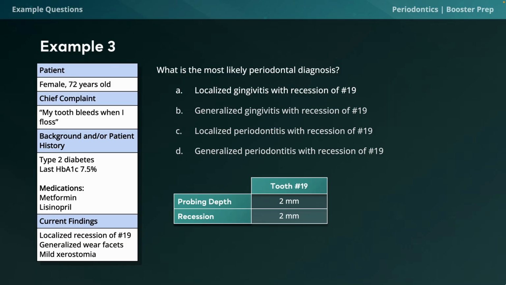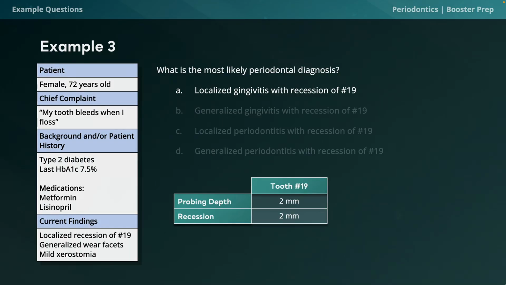And the answer is A, localized gingivitis with recession of number 19. Because the recession is only on tooth number 19, the disease is localized to just that tooth. We don't have any other information about the rest of the mouth, and because the probing depth is less than 4 millimeters, we can assume that gingivitis is the most appropriate diagnosis.